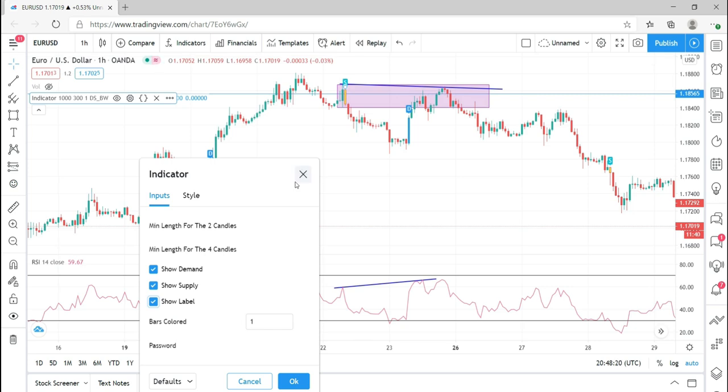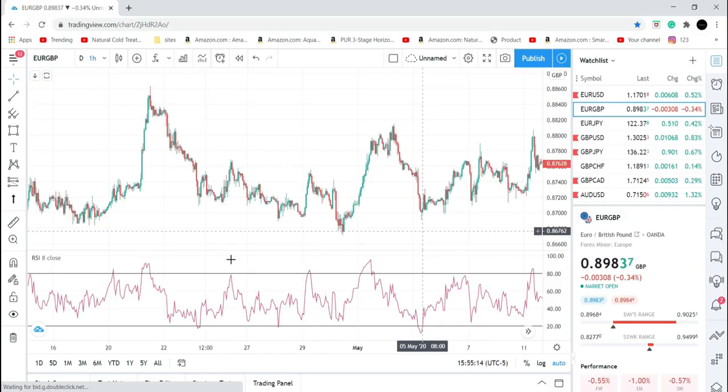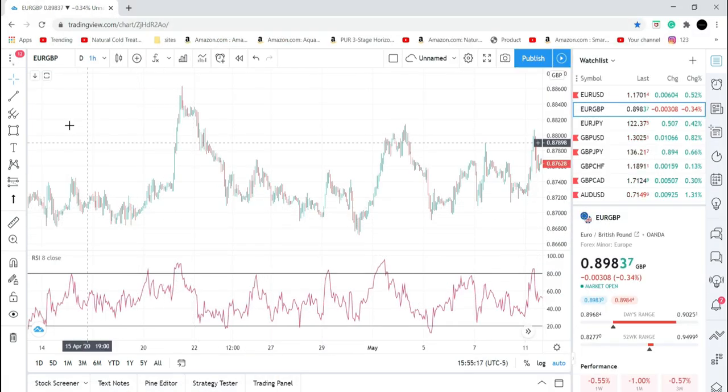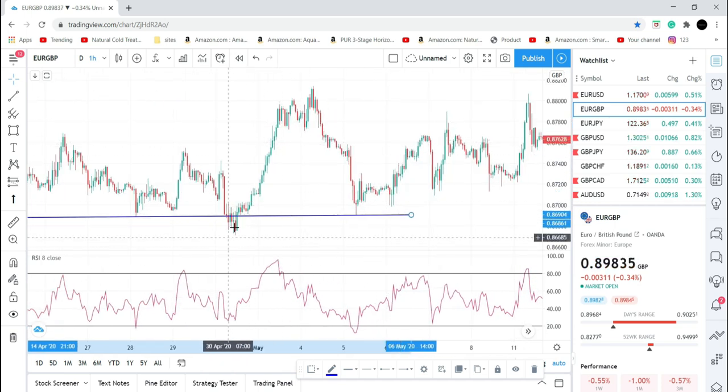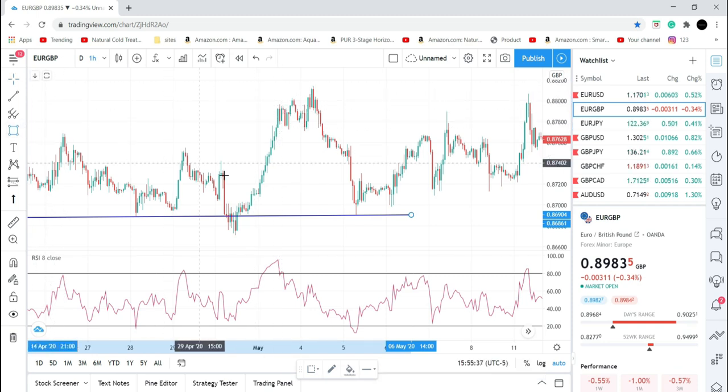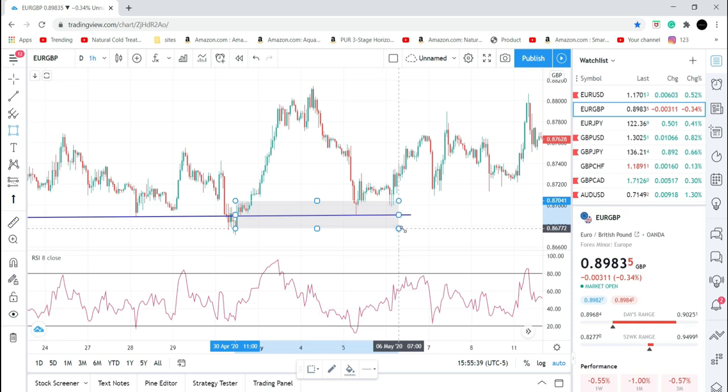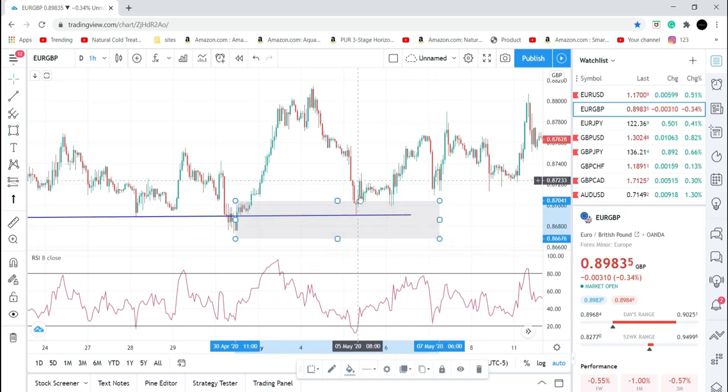So let me show you guys some more examples. Okay, so what do we have here, guys? We have support right here. Okay, we have a nice demand area right here. You can tell smart money is actually pushing up the market, and we have a nice demand zone right here. Okay, so we wait for price to actually come back to the demand zone.